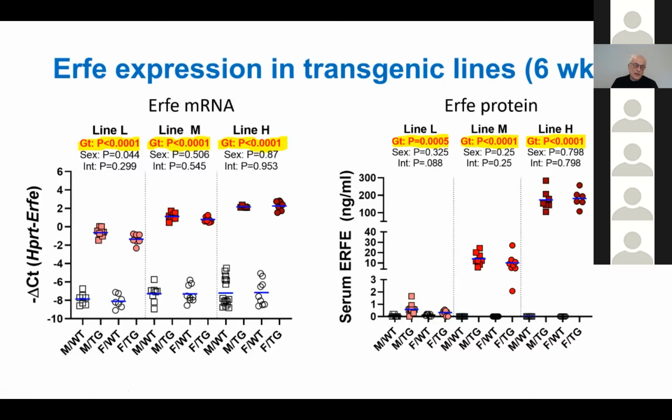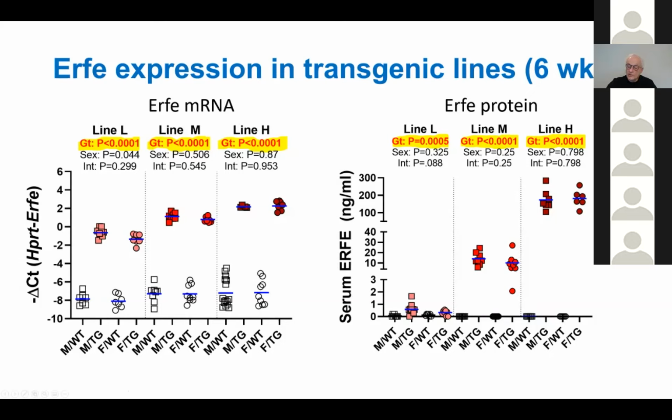So if we look at ERFE expression in these mice, we can see males versus females. Wild types are in open symbols, transgenes are in these pink or red symbols. And both the males and the females in the low line overexpress erythroferrone, and as you progress from the low line to the medium line to the high line, the mRNA expression increases about 2-fold from the lowest to the medium to the highest line.